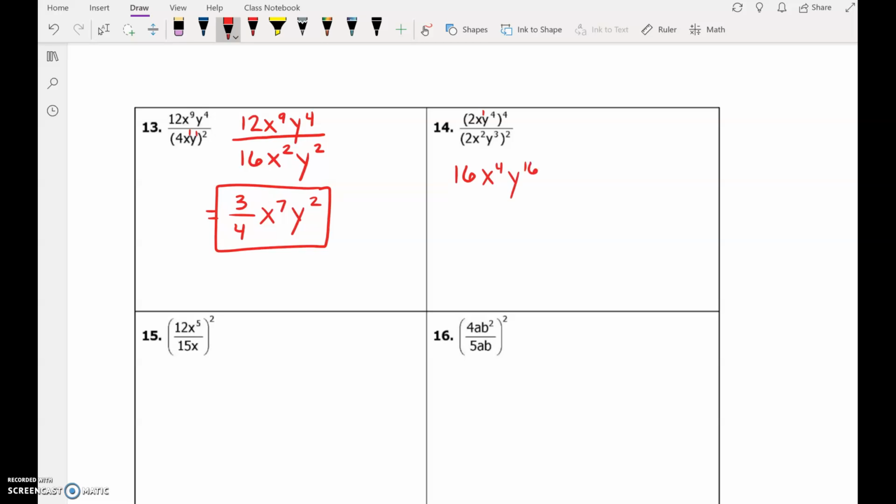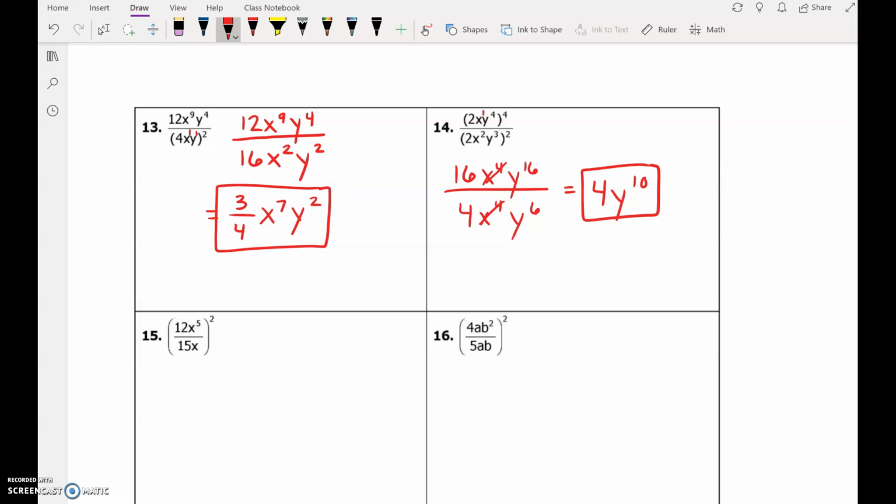On the bottom here, 2 squared is 4, and 2 times 2 is 4, along with 3 times 2, which is 6. As you simplify, 16 divided by 4 is 4. Again, subtract the exponents. This would equal 0, so I'm going to cross out the x values, and 16 minus 6 would be y to the 10th.